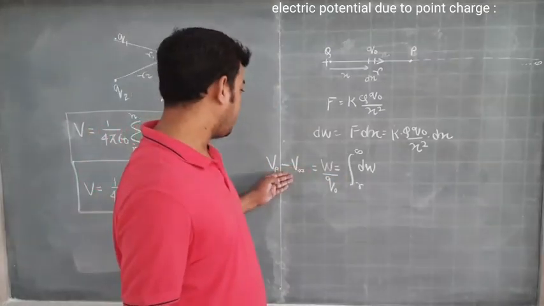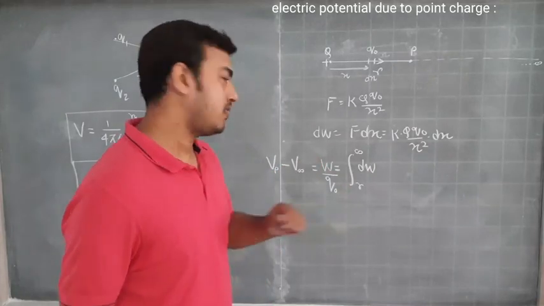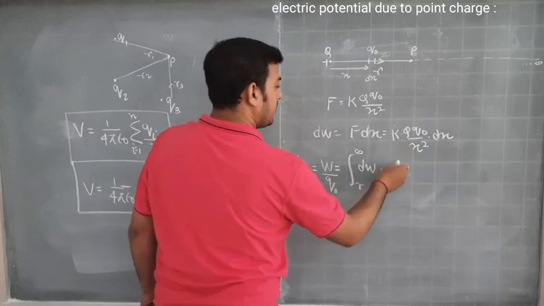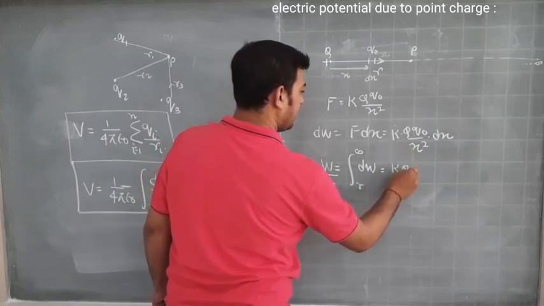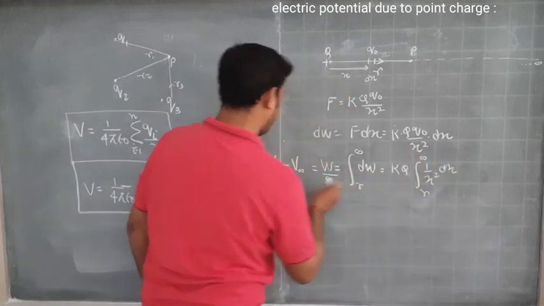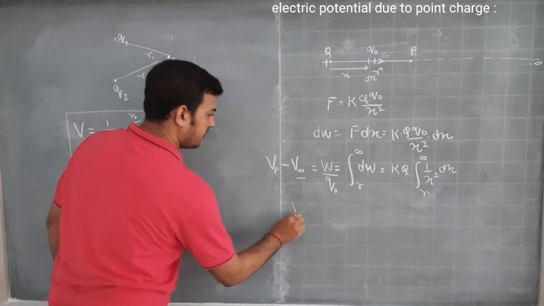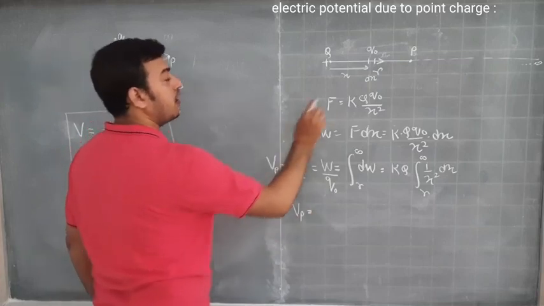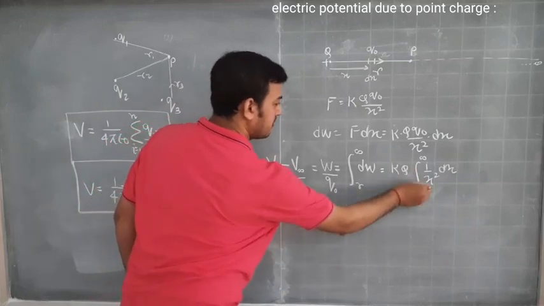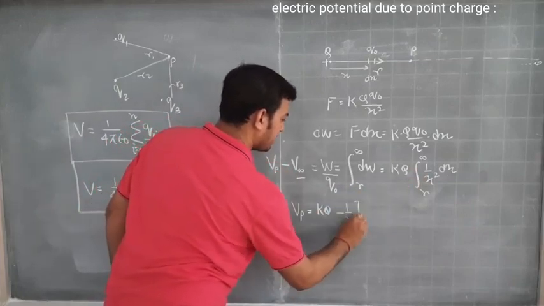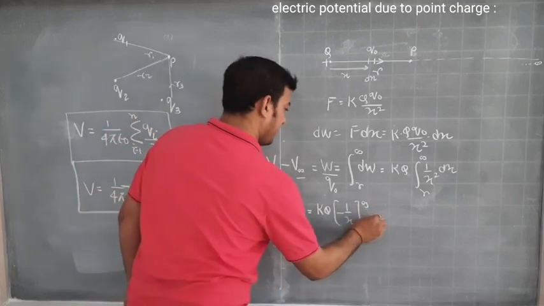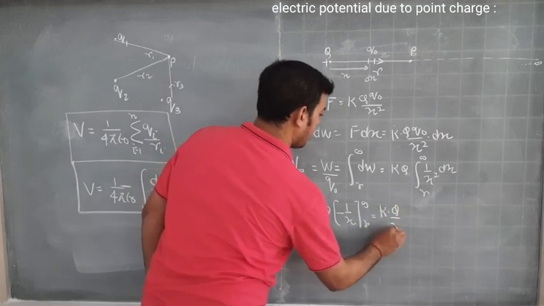Since the definition was the potential difference is work done by test charge, if I divide these terms, it will be kq integration 1 by x square dx from r to infinity. We know that potential at infinity is 0, so it is the potential only at this point. On simplifying, this gives kq times [minus 1 by x] from r to infinity, and if you simplify you will get kq by r.